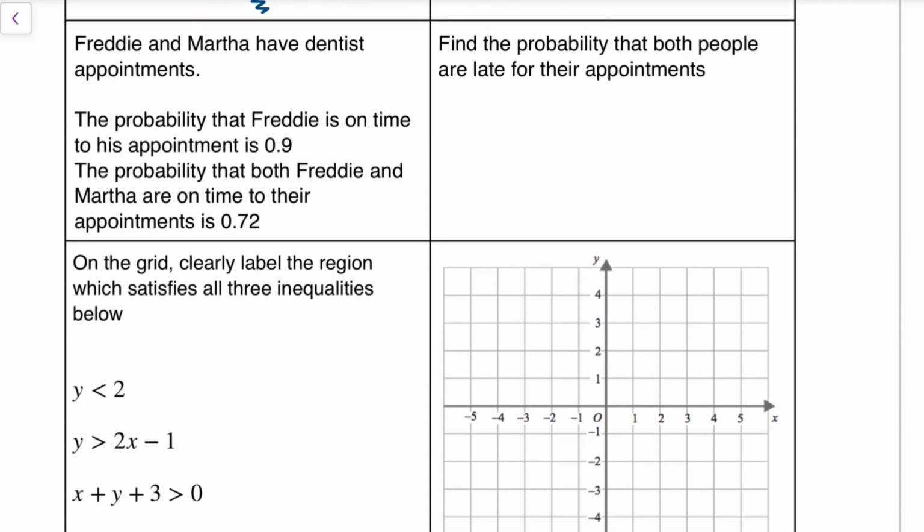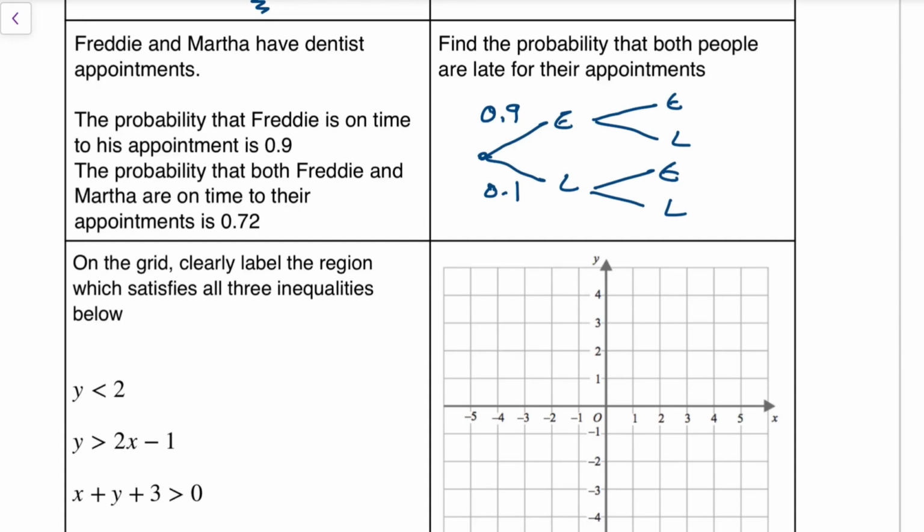Next question. Freddie and Martha have a dentist appointment. So the probability that Freddie is on time to his appointment is 0.9. Probability that Martha is 0.72. Okay. I draw it like a tree diagram. So this is Freddie, who is either on time, so let's say early, or is late. And then Martha is either early or late, based on what Freddie does. I know the probability that Freddie's on time is 0.9, which means I know he's late with a 0.1.